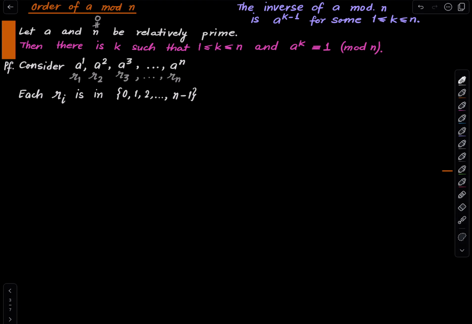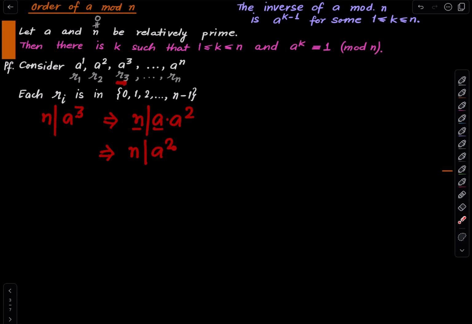But the point is, what we want to say is that we can knock off this first one. We can say that no remainder is 0. Why? Because suppose, for instance, R3 was 0. If R3 were 0, then what we would have is n divides a cubed, right? What does it mean to say that the remainder of a cubed is 0 modulo n? It just means that n divides a cubed. So n divides a cubed, which can be written as n divides a times a squared. But a and n are relatively prime. So by the dropping property, we get n divides a squared.